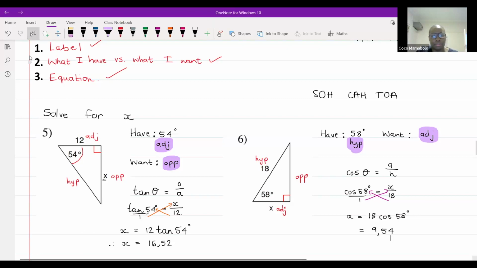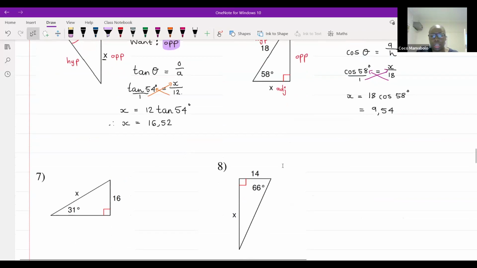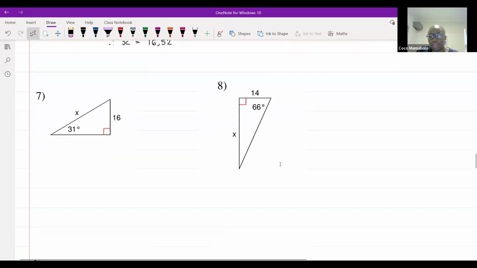All good? All right. Here is your challenge. Questions 7 and 8. Take it away, guys. Pop your favorite emoji in the chat when you are done. Okay, question number 7 takes a little bit more of a detour, so we need to be a little careful about that one.